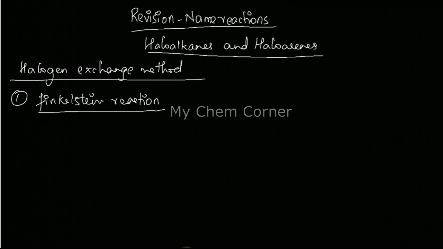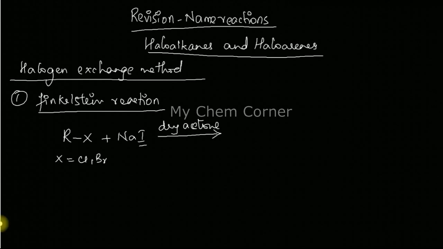Now for Finkelstein reaction, I'm just going to take any alkyl halide, and I'm going to treat it with sodium iodide with dry acetone. So the solvent used here is dry acetone. Alright, now in this, because one of the halogen here is iodide, for sure the X that you're using here has to be only Cl and Br.